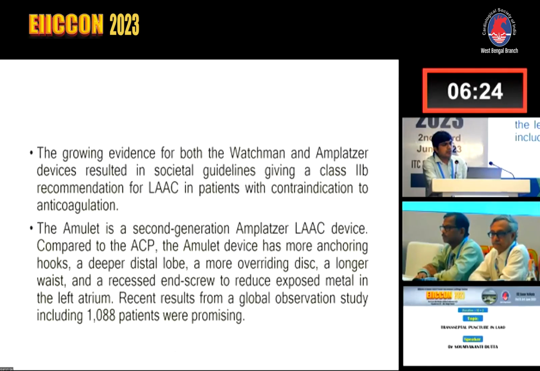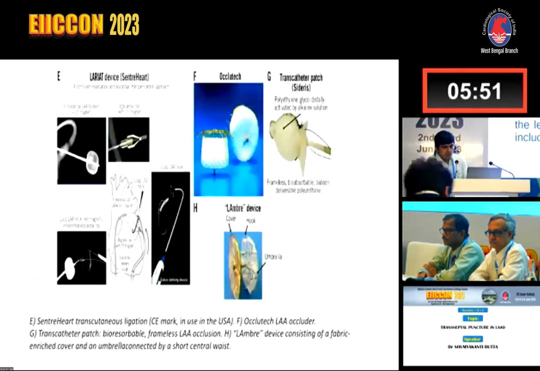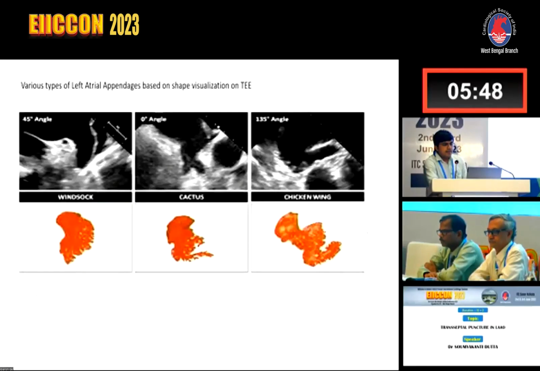The growing evidence with these devices, both the Watchman as well as the Amplatzer devices, has resulted in several guidelines, and it has been recommended as a class 2B recommendation for left atrial appendage closure in patients who have a contraindication to anticoagulation, be it VK or NOACs. And the Amulet, what we are fond of, is the second generation Amplatzer LA appendage closure device compared to the ACP. The Amulet device has more anchoring hooks, as I have already discussed, and it has almost better stability in the left atrial appendage.